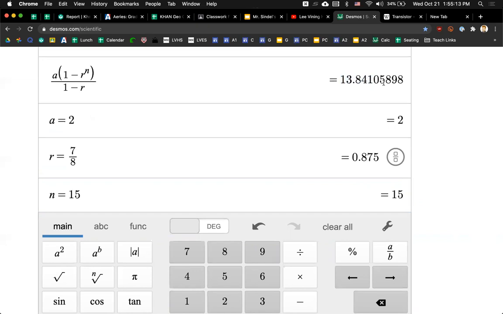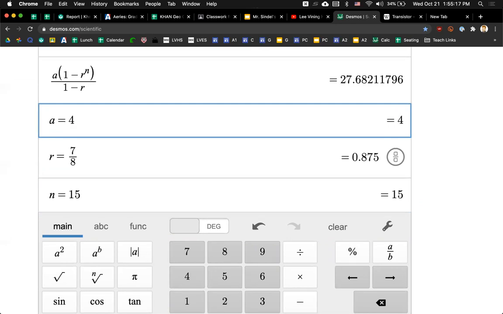Yep. And now if I need to retype my formula, I can just change A to 4. What if I had an initial arc of 4 meters? Or what if it was 3 meters? Or what if it was 1 meter? It changes automatically. It's pretty nice. It'll save you some time. Thank you, thank you, thank you.